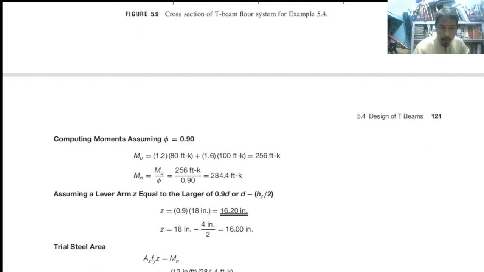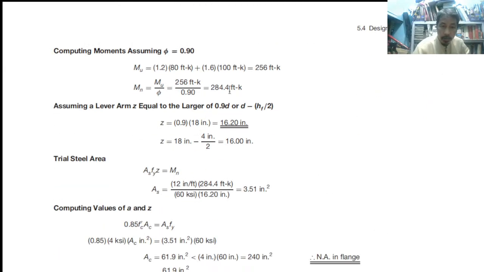And then, we have the... assume. You have to assume ductile. That is ductile. Then, later on, prove that you have the ductile condition. So, our service load, 1.2 dead load plus 1.6 live load. So, we have the following. Therefore, what is the nominal? So, divide by 0.9. So, we have nominal.